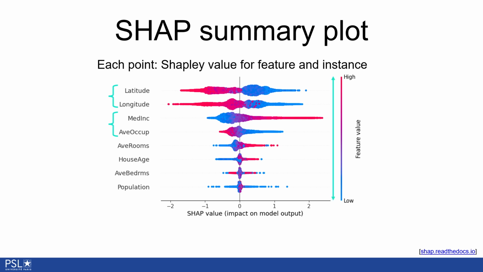The color code shows the values of the feature for the instance, rescaled between low and high. So in general, low latitude and longitude, shown in blue, have positive Shapley values and therefore a positive contribution to the output. In contrast, for median income, positive values, shown in red, have positive Shapley values, as one would expect.